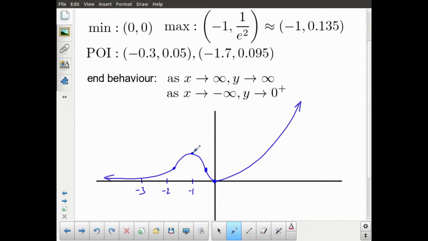So the important thing is here we've got our local maximum, we've got our local minimum, and it turns out this is an absolute minimum as well. This is still a local maximum. There's no absolute maximum because this goes up to positive infinity.